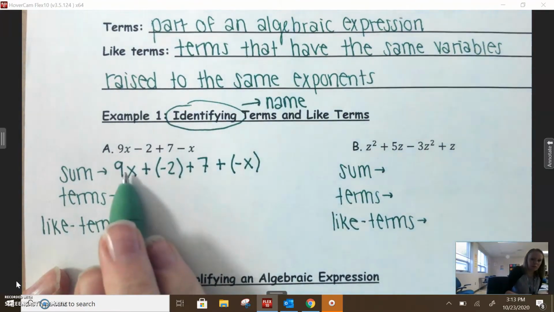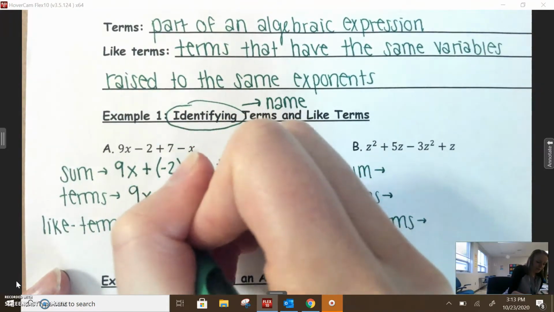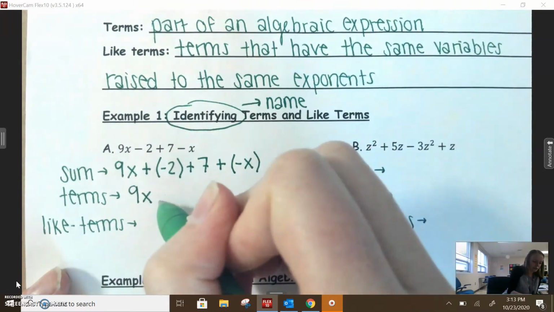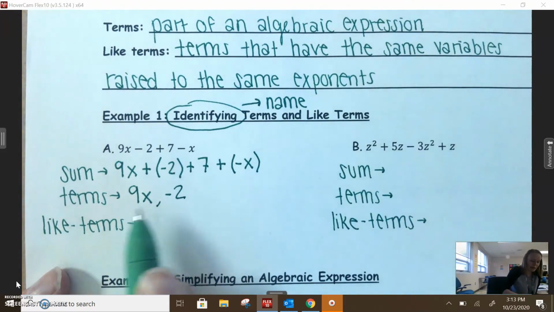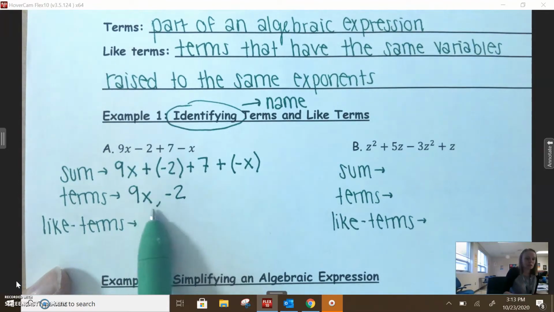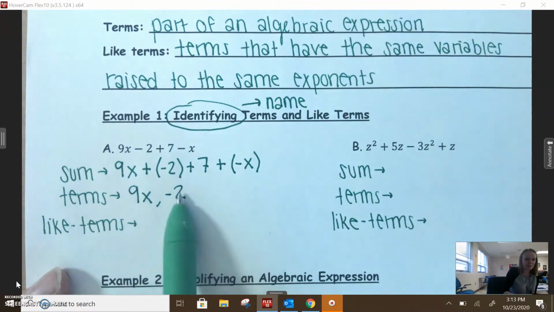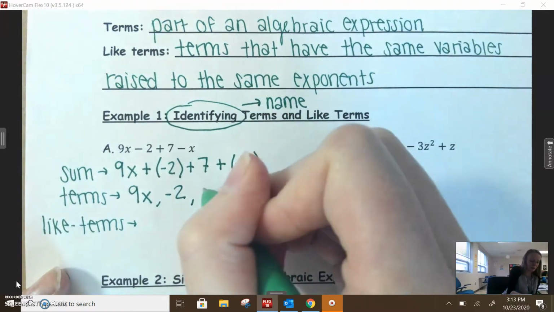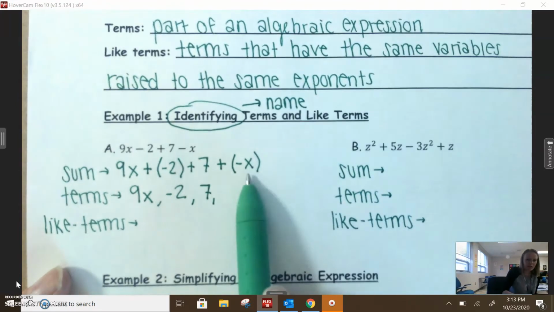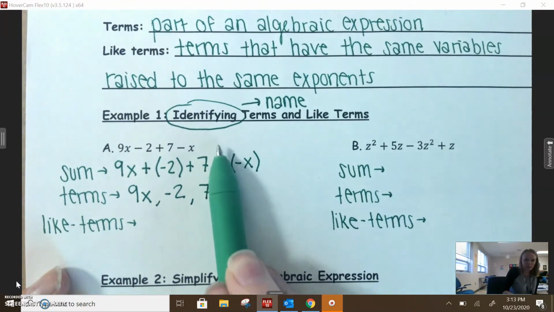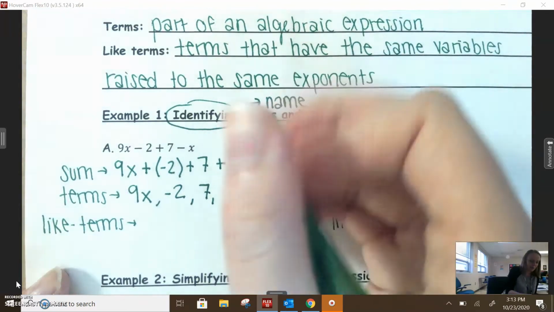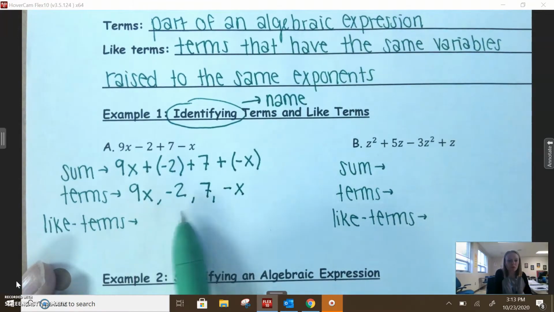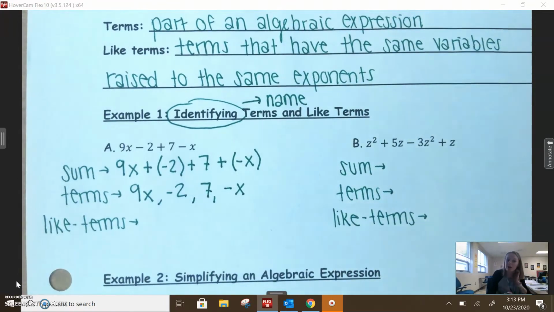The first part of our expression is 9x. The second term is negative 2. I'm going to separate each part of our expression with a comma. So 9x is a term, negative 2 is a term. Our next term, or our next building block of our expression, is 7. And then the last one, really we're just taking out that addition sign and putting a comma. The last one is negative x. So these are the 4 terms, or the 4 building blocks of our expression.